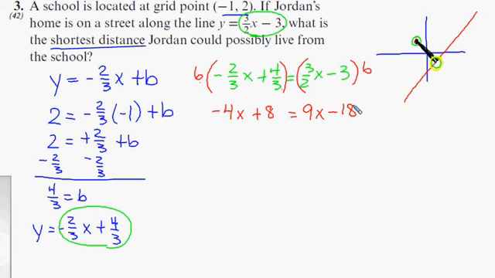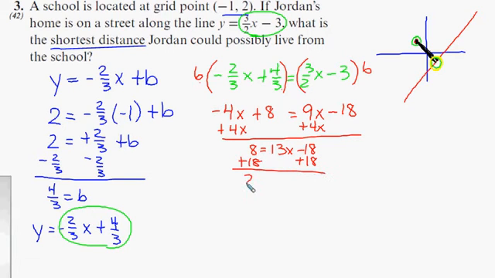So now I'm just going to solve for x. Add 4x to both sides, and that gives me 8 equals 13x minus 18. Bring the 18 over here. That gives me 26 is equal to 13x. x is equal to 2, people.